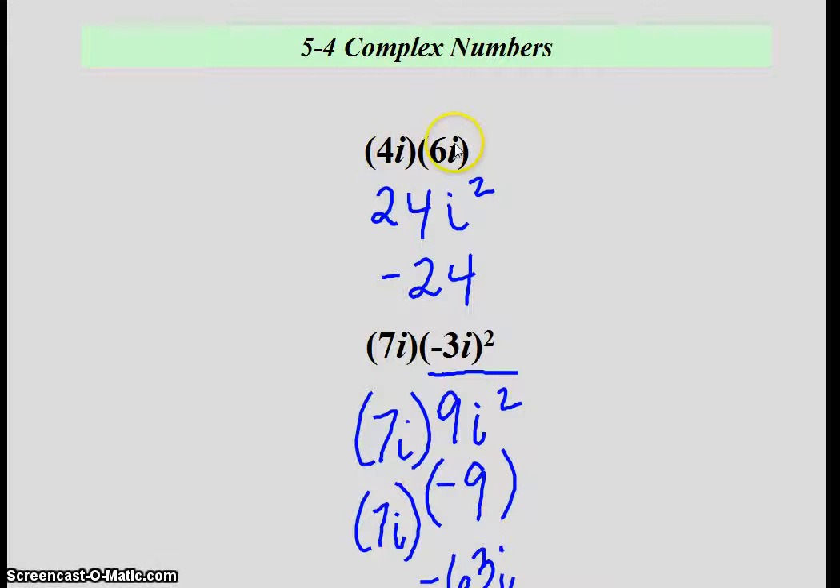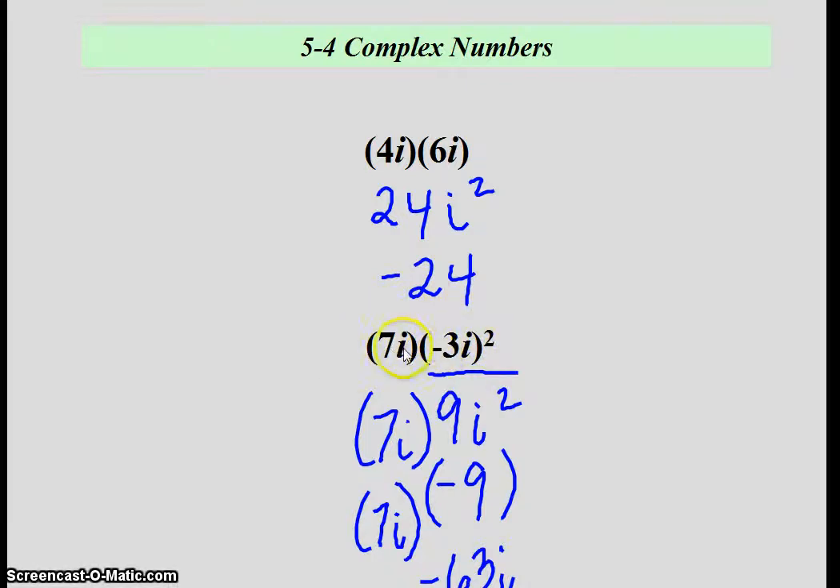I can also multiply using my i, my imaginary unit. What do I multiply together? Well, 4 times 6 is 24. i times i kind of goes along like it's an x. You have i squared. Oh, but we know that i squared is, by definition, negative 1. So this tells me right here that I have negative 1 times 24. So I get negative 24.